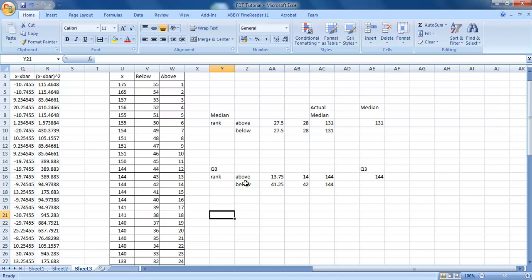So, there you go. We have calculated or determined the basic or common statistics for a data set. A good day.